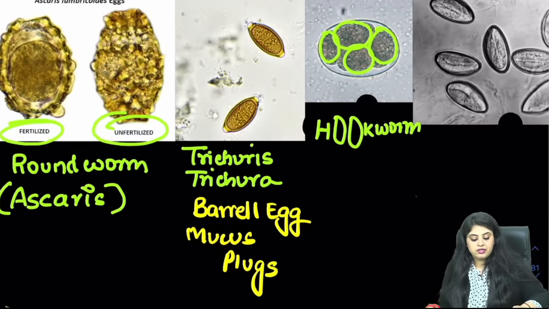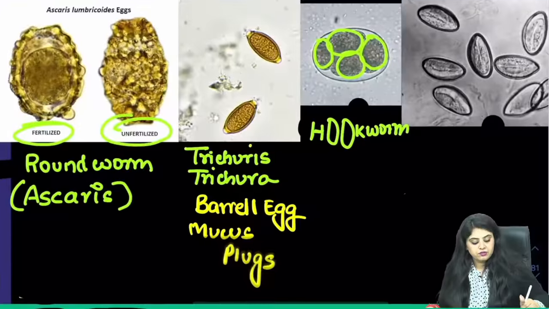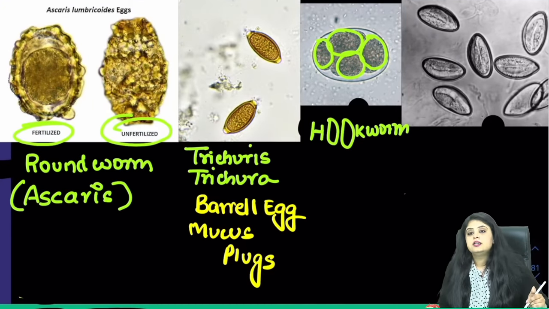Dholak is what you call it, and this is the examiner's favorite egg, this dholak egg, which the examiner calls barrel shaped eggs. So where do you see barrel shaped eggs? Barrel shaped eggs are seen in TT, that is Trichuris trichiura, exactly.